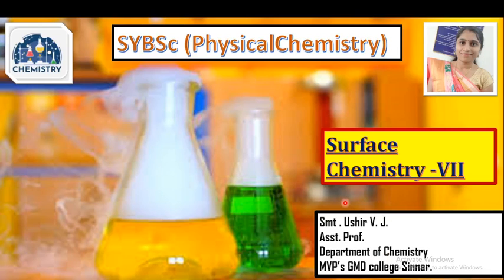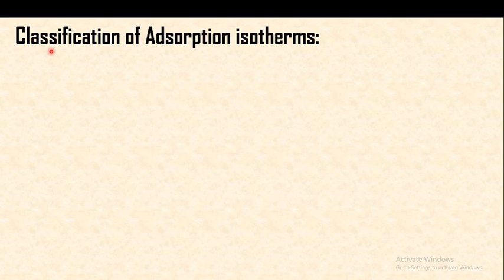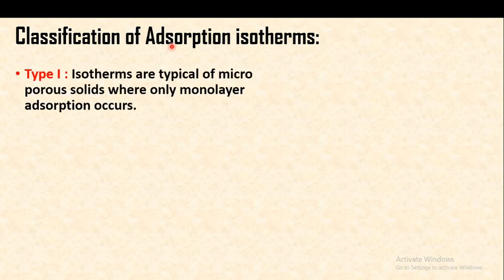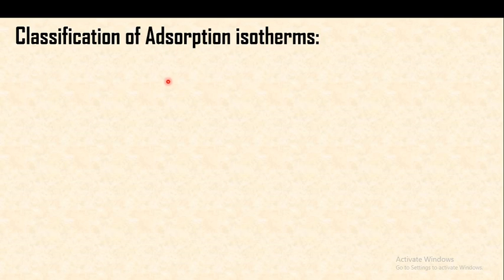In the last lecture, we studied the BET isotherm, that is the Brunauer, Emmett and Teller isotherm, of the surface chemistry chapter. In this lecture, we will study the classification of different adsorption isotherms. We have already studied two types of isotherm, the Freundlich adsorption isotherm and the Langmuir adsorption isotherm. Due to some limitations of Freundlich and Langmuir, the BET also explains the adsorption of gases on solids. So, these three types of adsorption are classified into different adsorption isotherms.